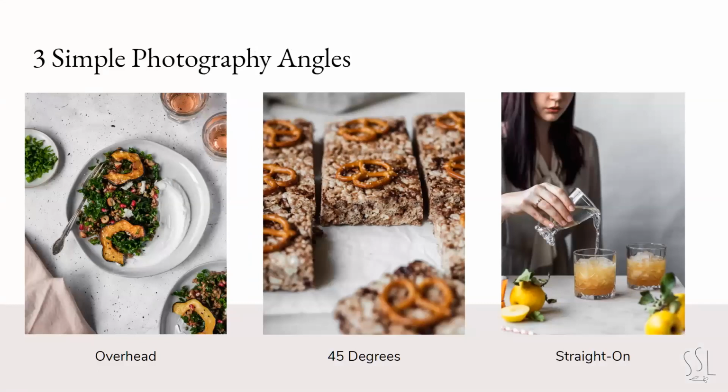Okay, so let's get into some of the fun stuff, starting with photography angles and when to use each one. The 3 basic angles we are going to go over today are overhead, which is a 90-degree bird's eye view of your subject. Then we're going to talk about straight-on photos, which would be a 0-degree shot that is level with your subject. And lastly, we'll talk about the 45-degree angle, which is obviously in between the two, and it's going to show both the top and the sides of your food.